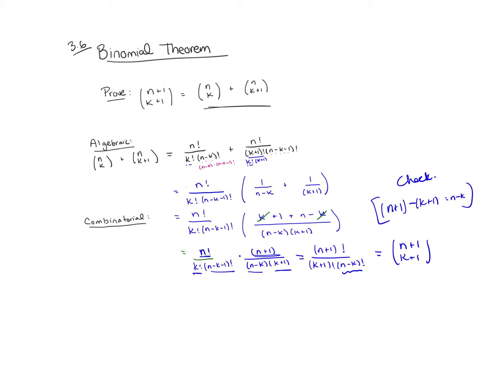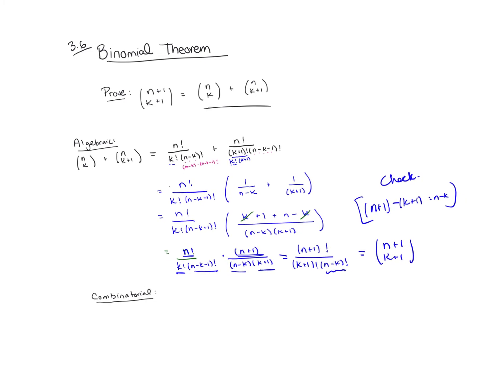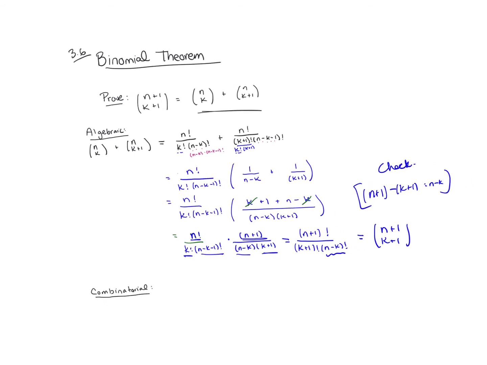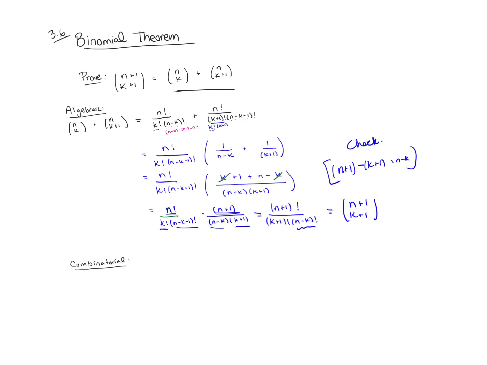You can see it algebraically. The other thing we wanted to do, though, was show it combinatorially. So let me move that down just a little bit so we have some space here. What do I mean by combinatorially? We're going to think about what each side is counting here, and I'm going to say why those things are the same. That's how a combinatorial proof works.